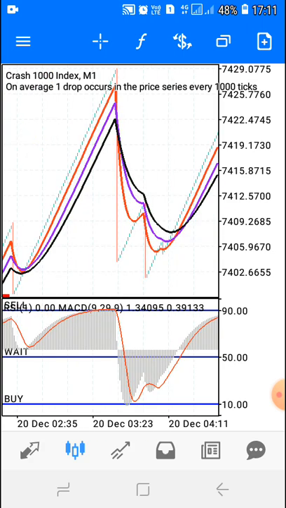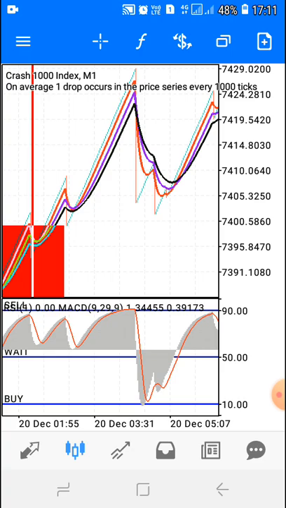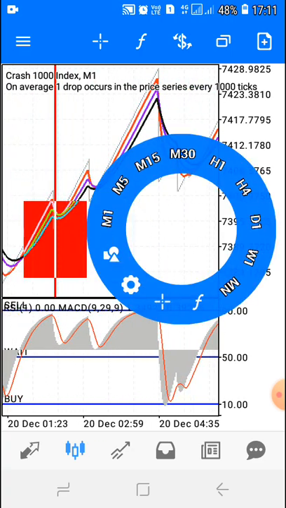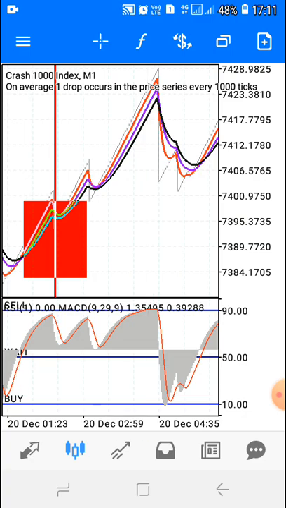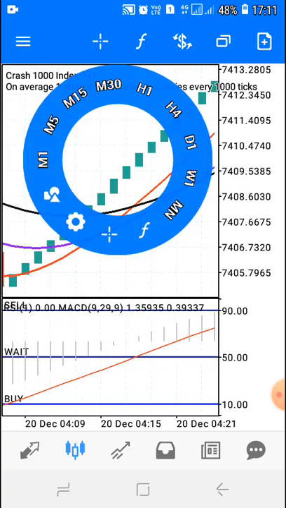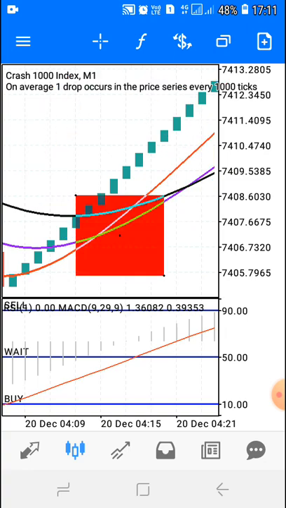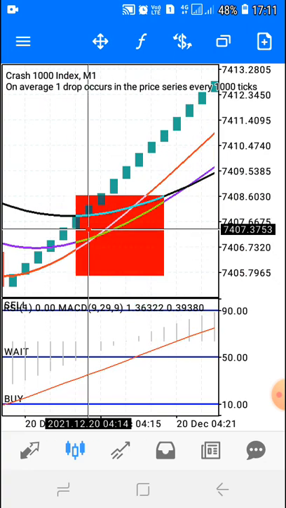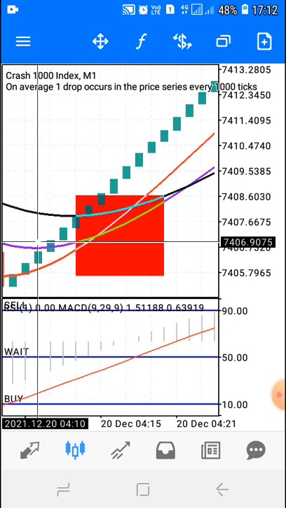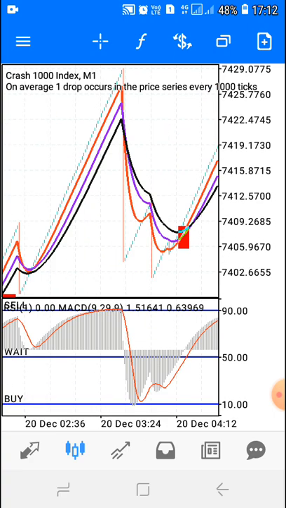So what we want to do is first zoom out the chart completely to check if the MACD doesn't move. For example, the MACD over here didn't move. What does it mean? We're going to look for a crossover, and here's our crossover. Check this out. This is our crossover. The red moving average crossed the purple and black, and we could have taken an entry.